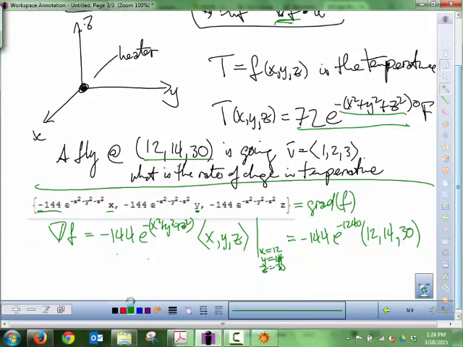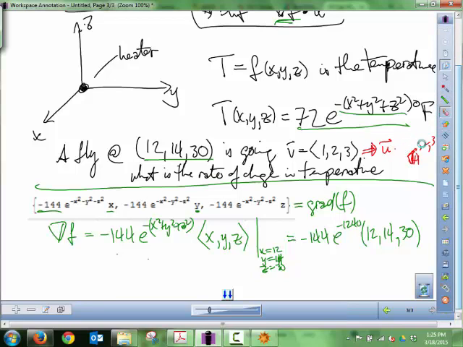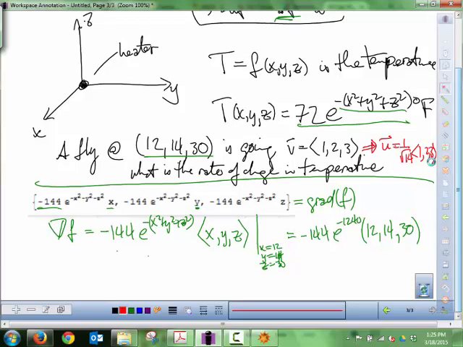Now I want to get a unit vector out of this v. It's really just 1, 2, 3 divided by the magnitude. So 1, 4, 9, 14. I should have just taken this outside. So the actual unit vector is 1 over root 14 times 1, 2, 3. And then that's it. We just need to dot them.